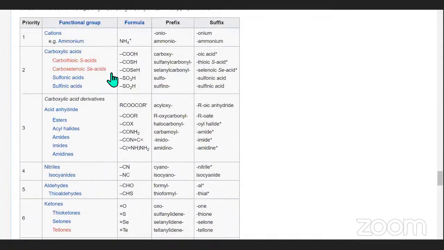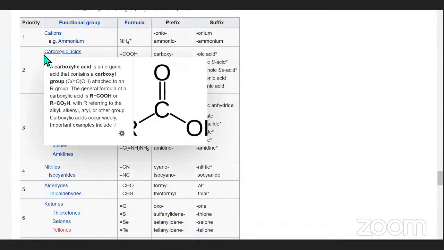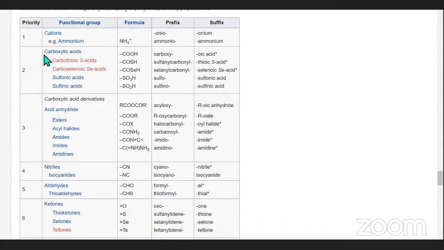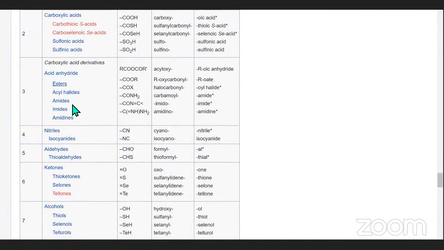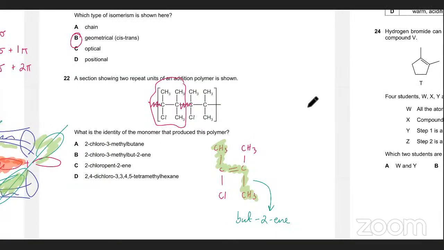Naming for nitriles is not that important. Remember carboxylic acid. If you've got multiple functional groups, carboxylic acid is supposed to be given the smallest number. Esters and amides, their naming is completely different. Then you've got aldehydes and ketones, alcohols, and amines. So if you have an aldehyde and a ketone and an alcohol, the smallest number must be given to the aldehyde. Because remember the precedence of these groups.